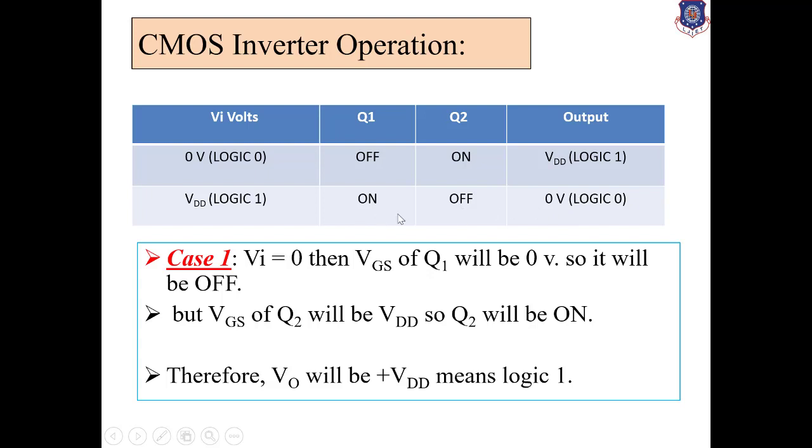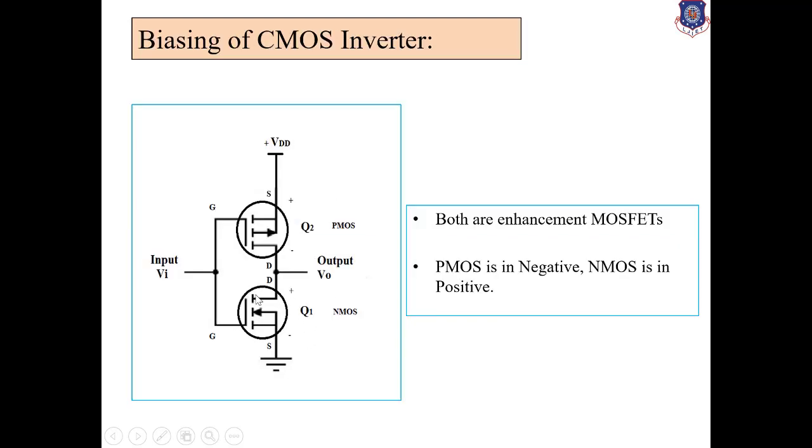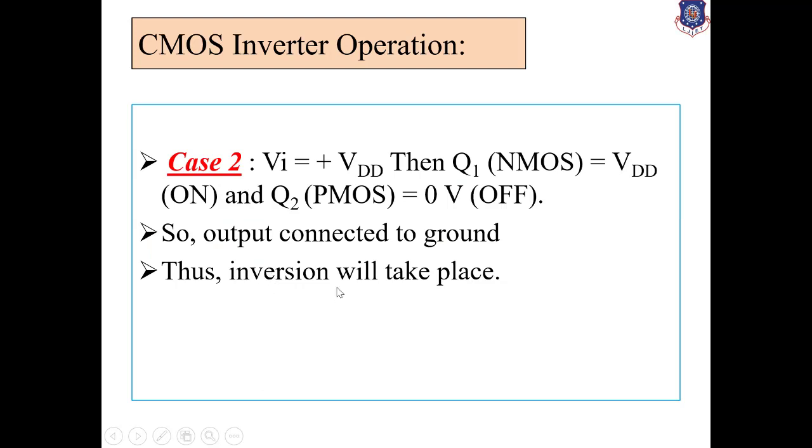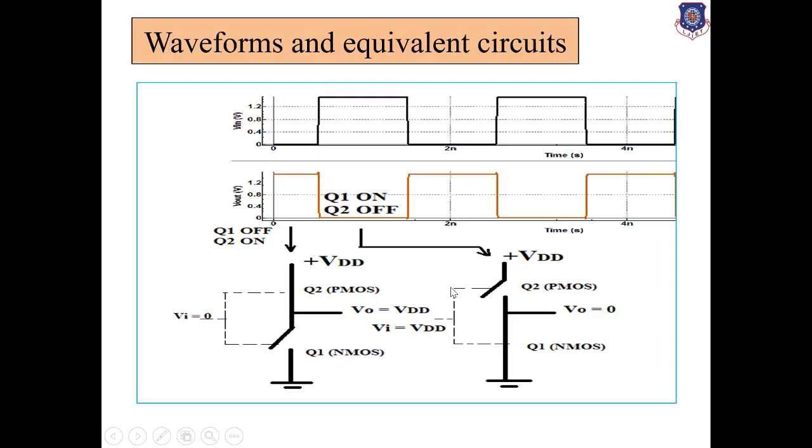Q1 is grounded. In the first case, Q2 is on. Therefore, output is VDD. But in the second case, Q1 is on, but Q1 source is connected to the ground. So, output is 0, logically 0. In short, if input is 0, then output is 1. If input is 1, then output is 0. So, we can say that inversion will take place.